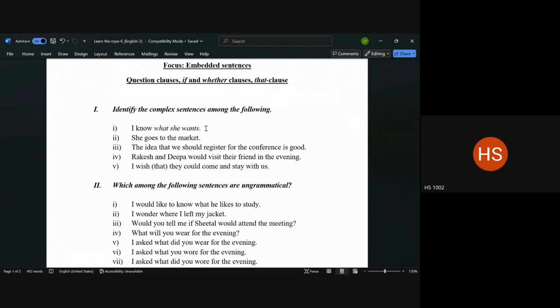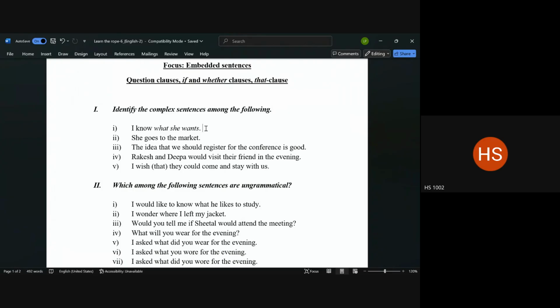Then second one, she goes to the market. Independent. It is a simple independent sentence, right? It is a simple sentence because it has one subject, one verb, and an object. In this case, no object because go is an intransitive verb, right? So to the market is what we call, not the adjunct, but the object complement. Okay. All right.